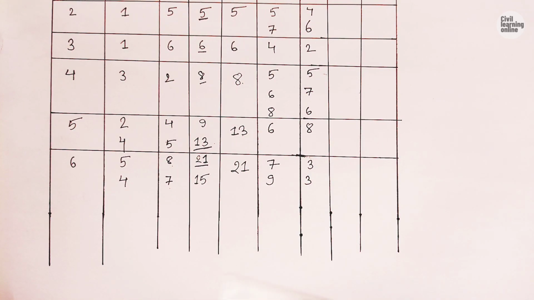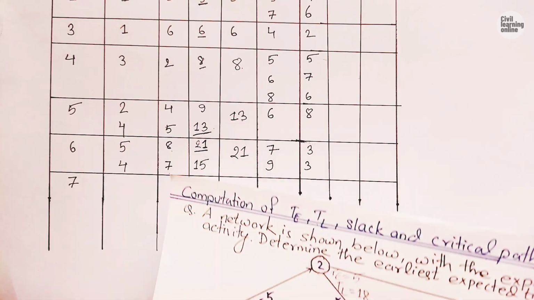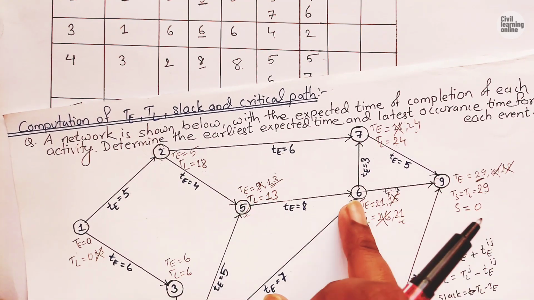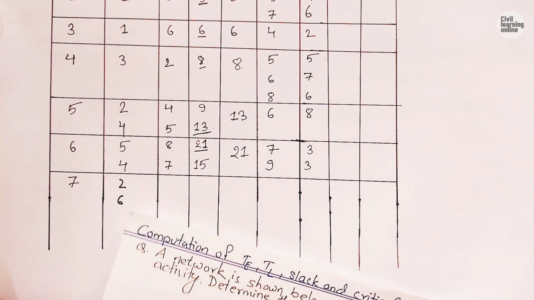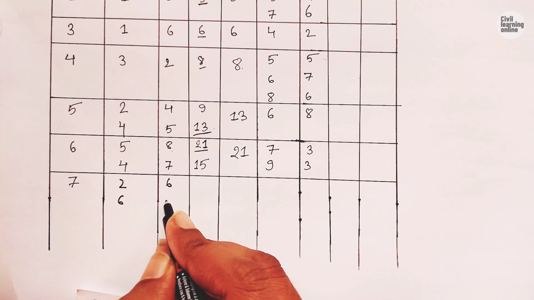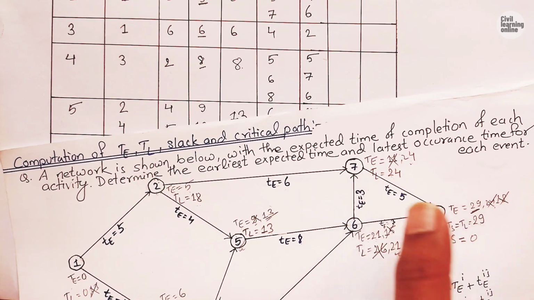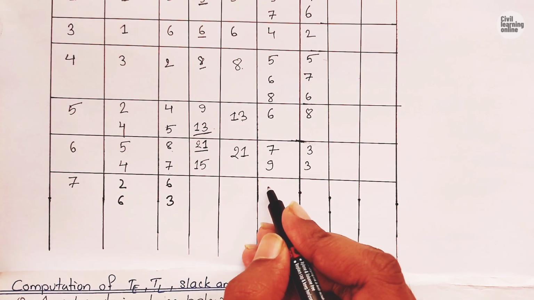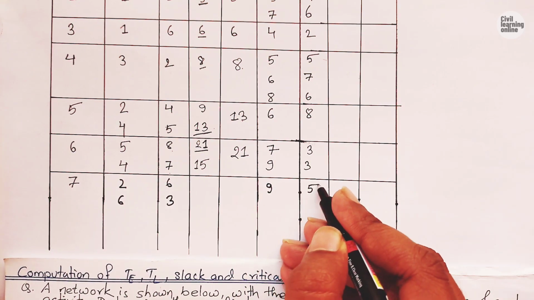Now close this column, row. Now talking about the predecessors of event 7, there are two predecessors, that is 2 and 6, and the durations of these events are 6 and 3. So 6 and 3, and the successor of event 7 is only 1, that is 9. So we will write it here in the successor column, that is 9, and the duration is 5.